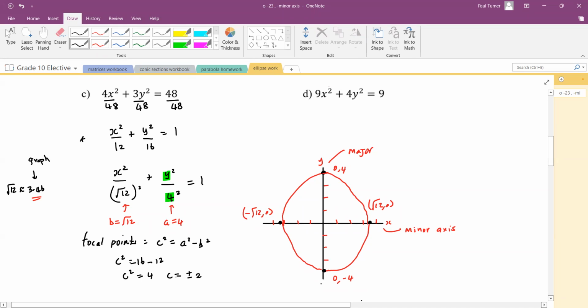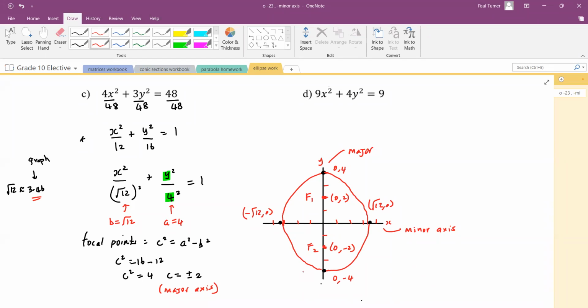So this will give us the location from the center. So c is 2 and c is negative 2. So we can mark them on. And remember, these are on the major axis. The focal points are always on the major axis. So we go up 2 units. So this is focal point 1, which is going to be 0, 2. And we go down 2 units to focal point 2, so that would be 0, -2 down to here. So those are your two focal points, and that's your graph finished.